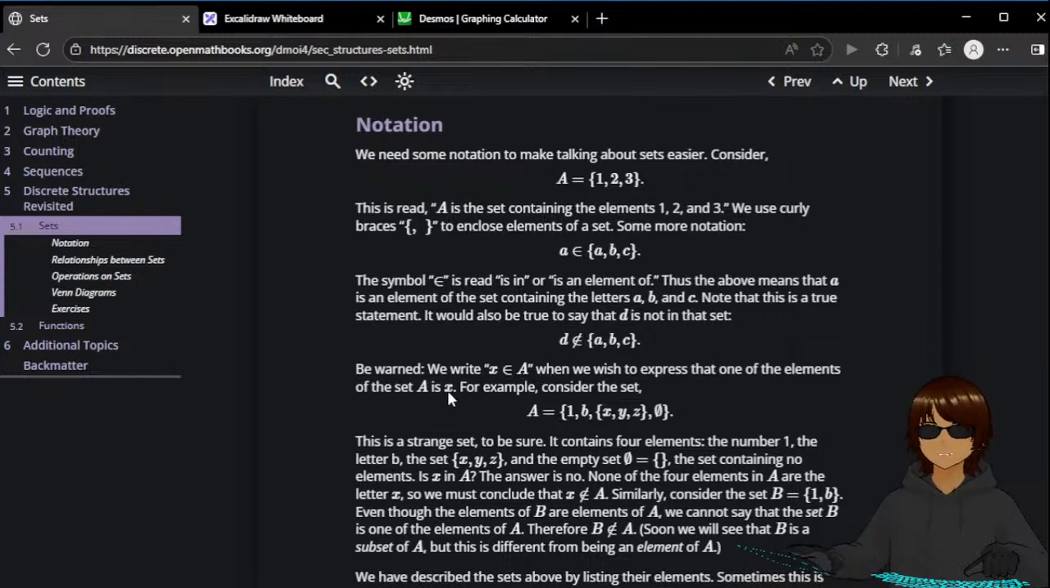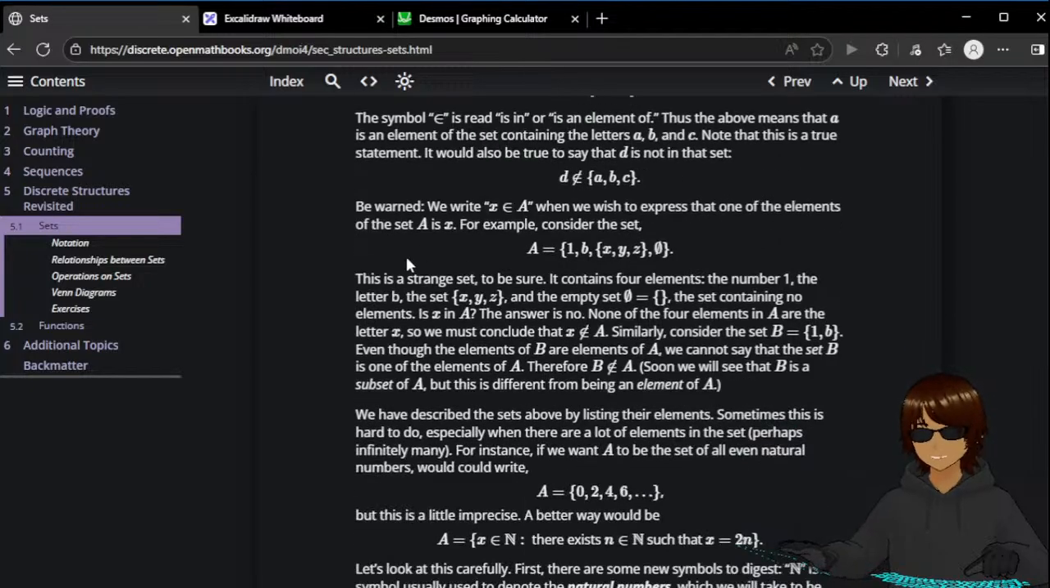set is x. For example, consider the set A, which has 1, B, a set containing x, y, z, and an empty set. This is a strange set to be sure. It contains 4 elements: the number 1, the letter B, the set {x, y, z}, and the empty set. How do you pronounce this, null? Or do you just say empty set? The set containing no elements.